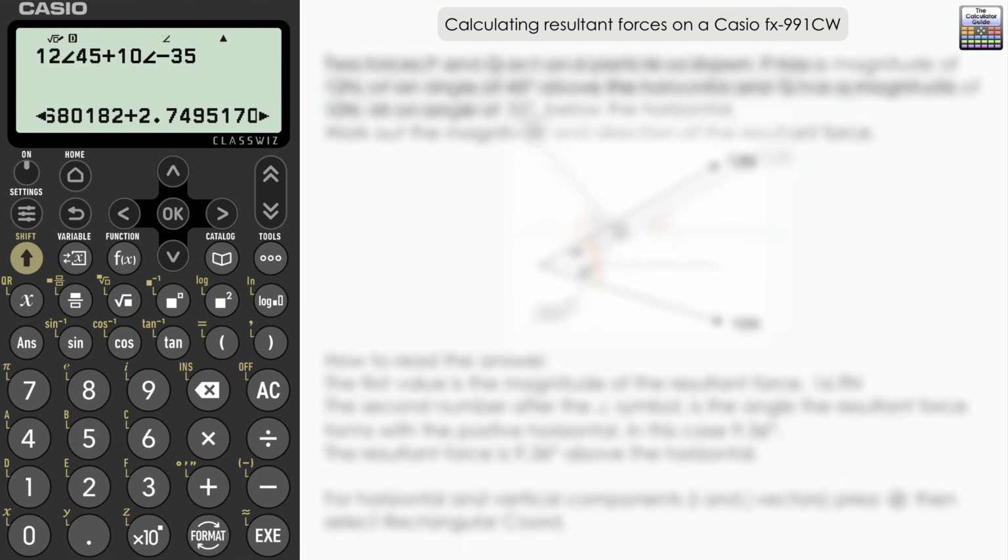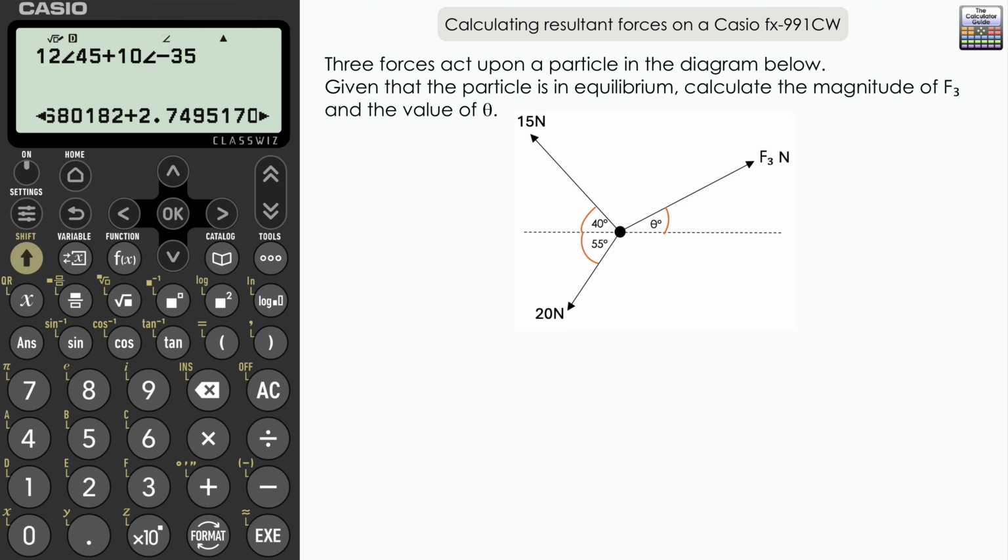Let's have a look at the second question here. Three forces act upon a particle in the diagram below. Given that the particle is in equilibrium, calculate the magnitude of F3 and the value of theta. Now, in this particular example, we have an unknown, so we have to just think slightly differently about how we might input this into the calculator.